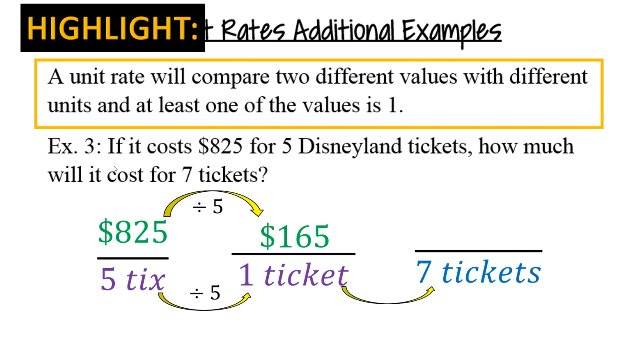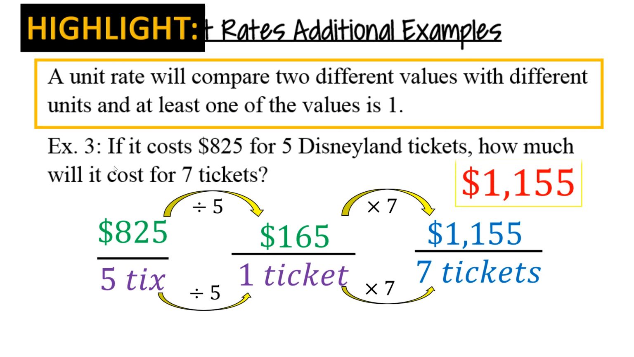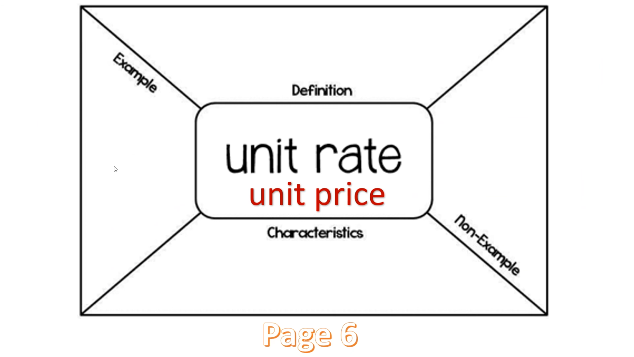And then because we want to change 1 ticket to become 7 tickets, that's what we're trying to find, we'll multiply by 7 and we'll get $1,155 as our answer.